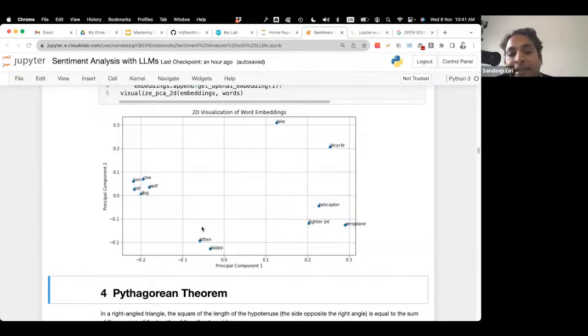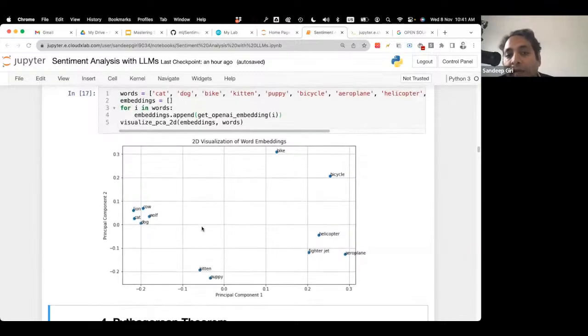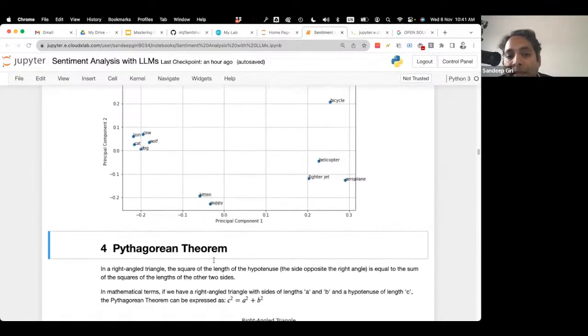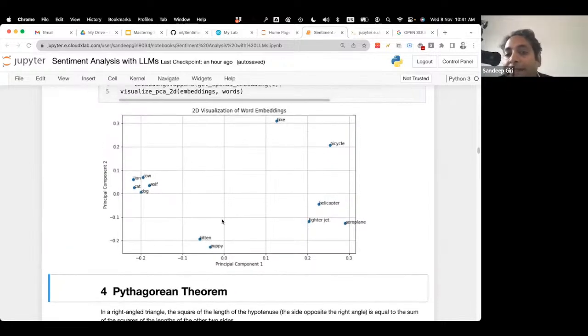Now that's an amazing part of embeddings. So embeddings, even though they look like a bunch of random numbers, internally they have a meaning. When you plot them, it turns out that if the things are similar, they end up close by.